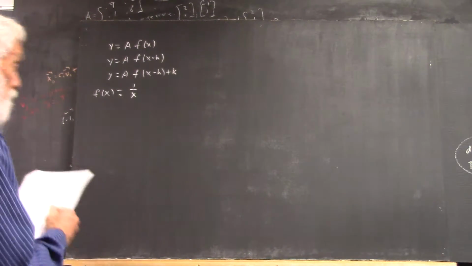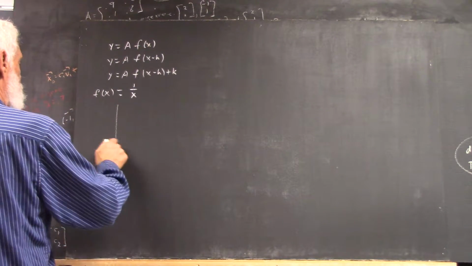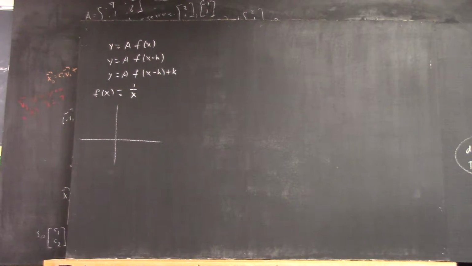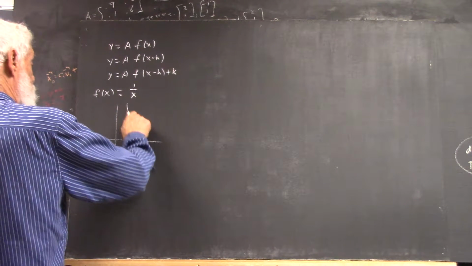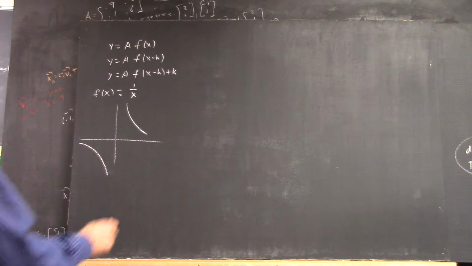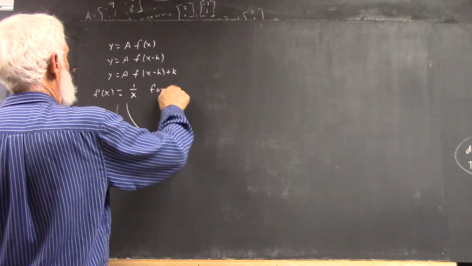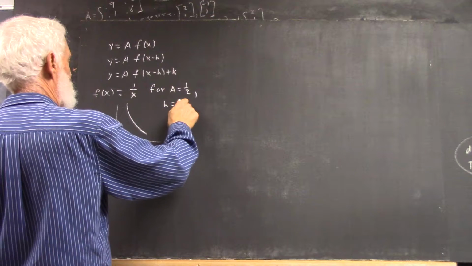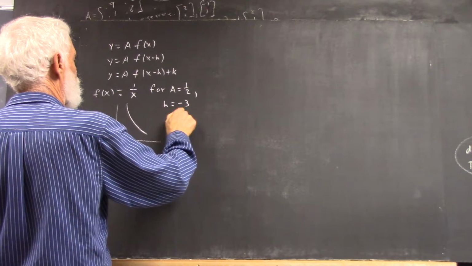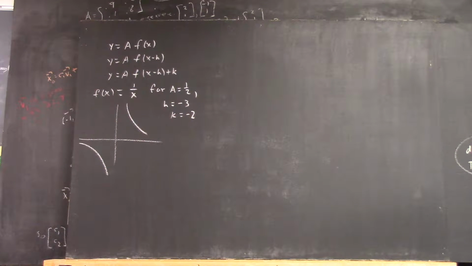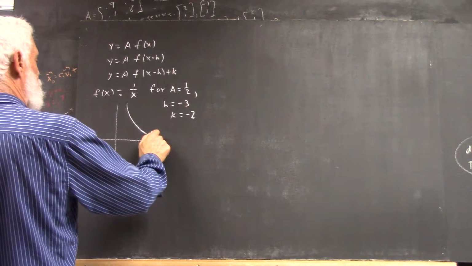And I'm going to do it. So, the f(x) function, I'm not even going to draw the points. I'm not even going to label the axis. You should know what the graph of this thing looks like, which is approximately like this, right? I'm going to use a equals 1/2, h equals -3, k equals -2. So, here's f(x).